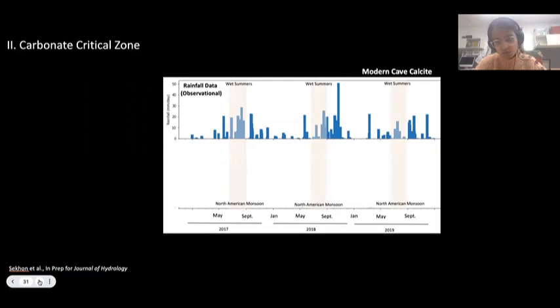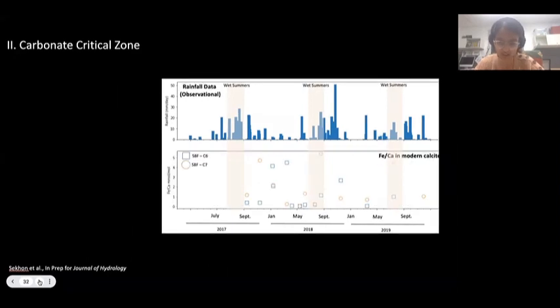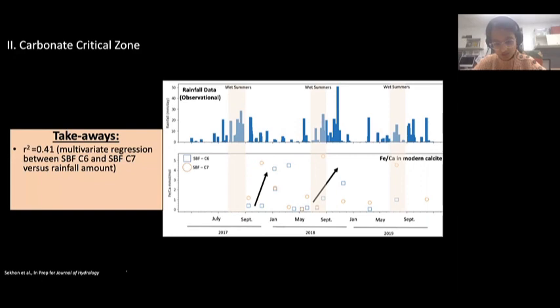So quickly moving from cave drip waters to modern cave calcite, something that we were also interested in looking at was iron to calcium ratios. That is exactly what you're seeing plotted over here. The two different colors indicate two different sites that we were monitoring within Sitting Bull Falls. And what you actually notice is a sudden increase in the iron to calcium concentrations in modern cave calcite following rainfall events related to the North American monsoon.